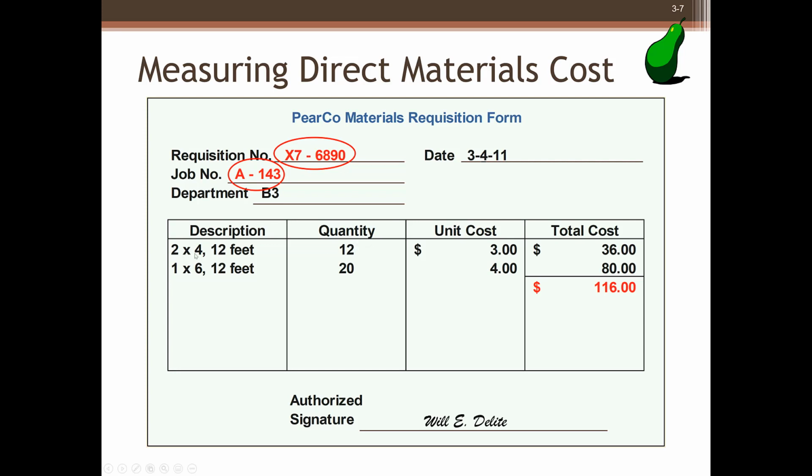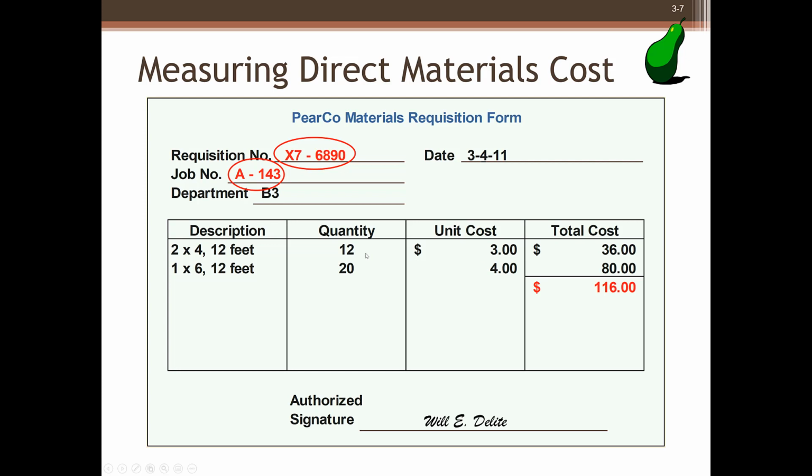12 2x4 12 feet lumber. It does not say lumber here, but this is a wooden cargo crate, so the material is wood. Unit cost $3. The other type, 20 1x6 12 feet lumber. Unit cost $4. So we can calculate the total cost for each type of material.